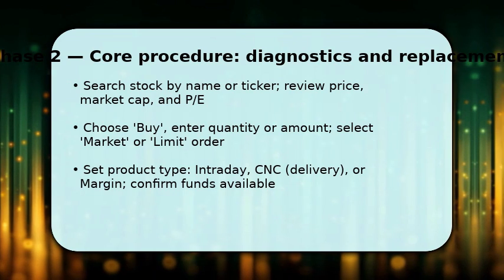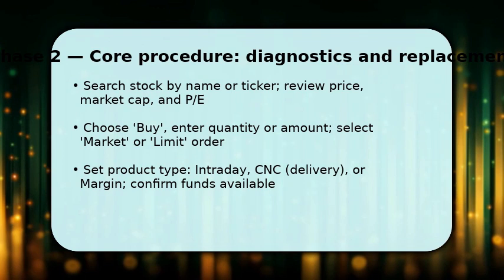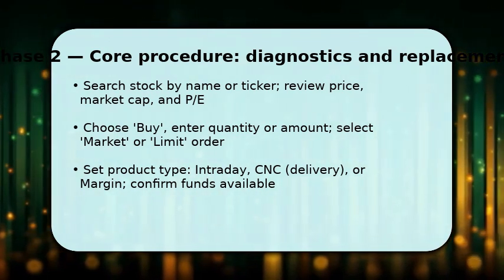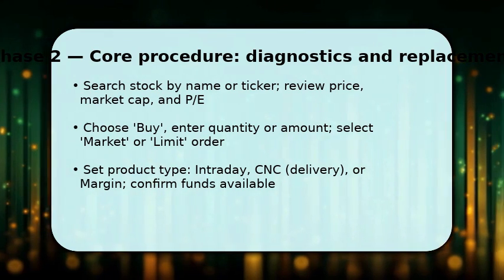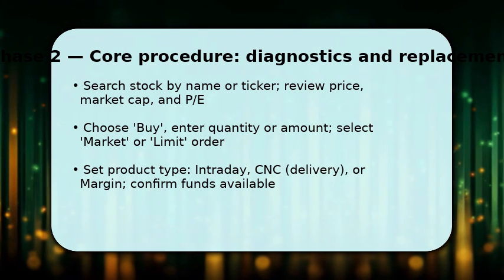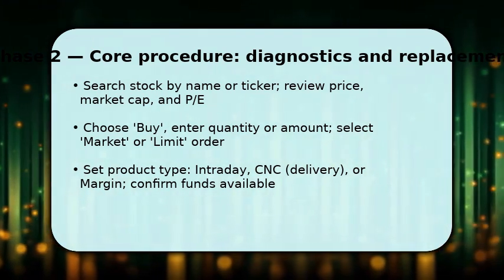Next, tap Buy and enter either quantity or amount. Choose Market for immediate execution or Limit to set a specific price. Make sure you pick the correct product type, intraday, CNC for delivery, or margin, because that affects holding and charges. Once set, review brokerage and taxes, then place the order to execute your trade.